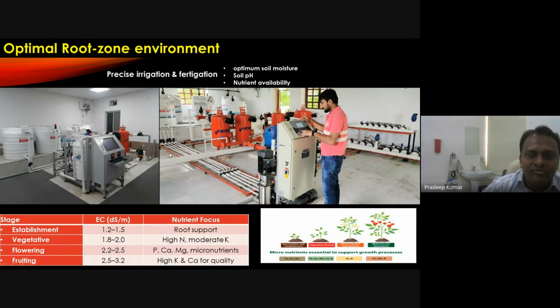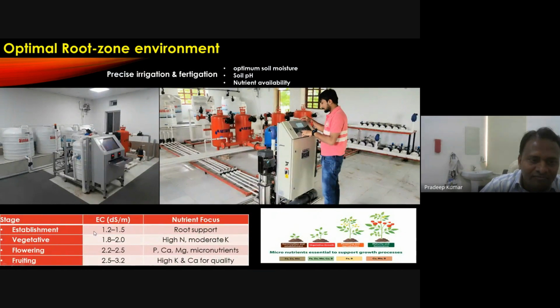An optimal root zone environment is very essential, whether by automation or manually, using small equipment, only to achieve pulse irrigation. If we provide more frequent irrigation using any kind of tools, like a relay timer, or if it is a large automated farm, then automation does well, because it can precisely apply water and nutrients as per the requirement we set.